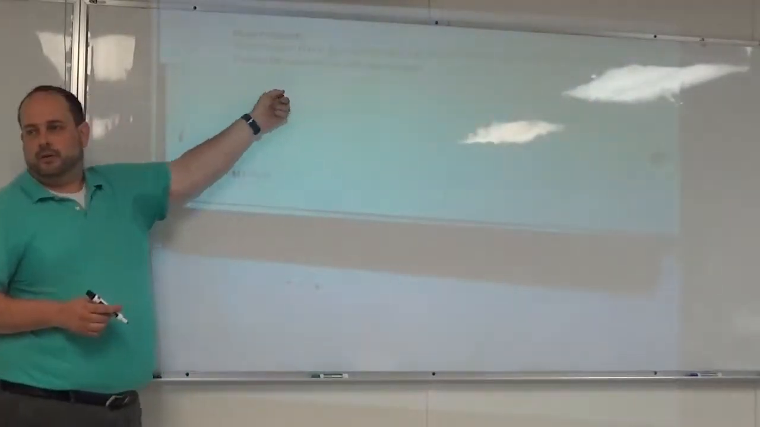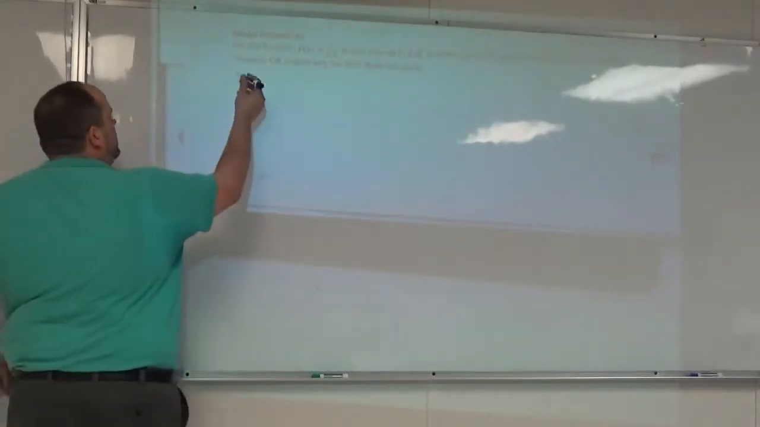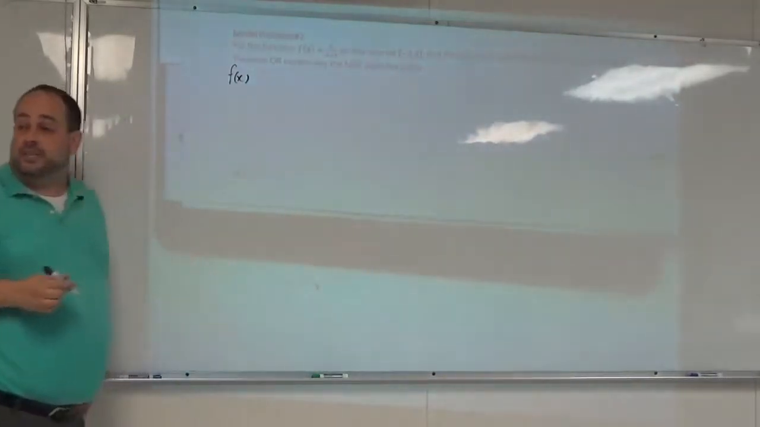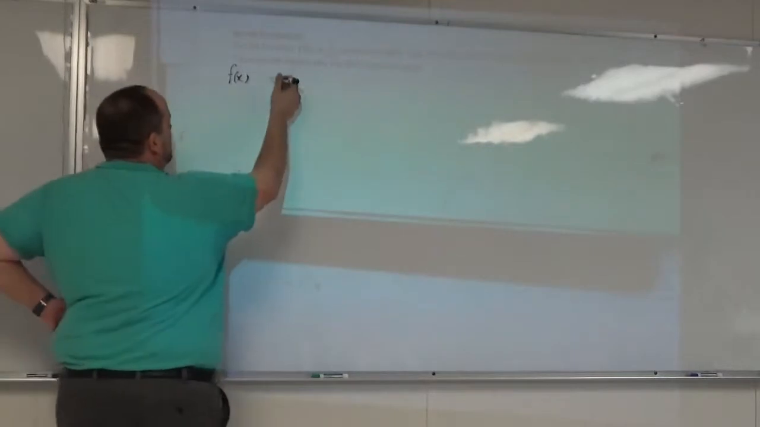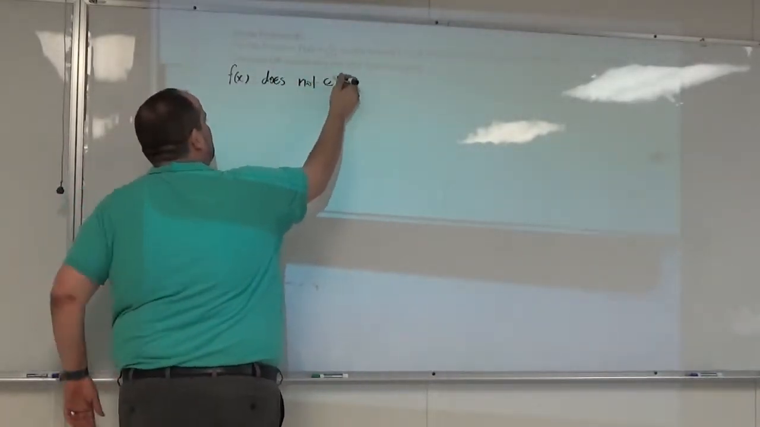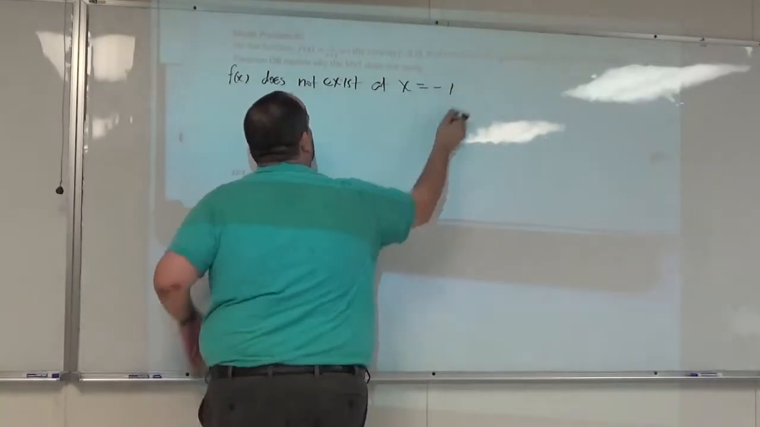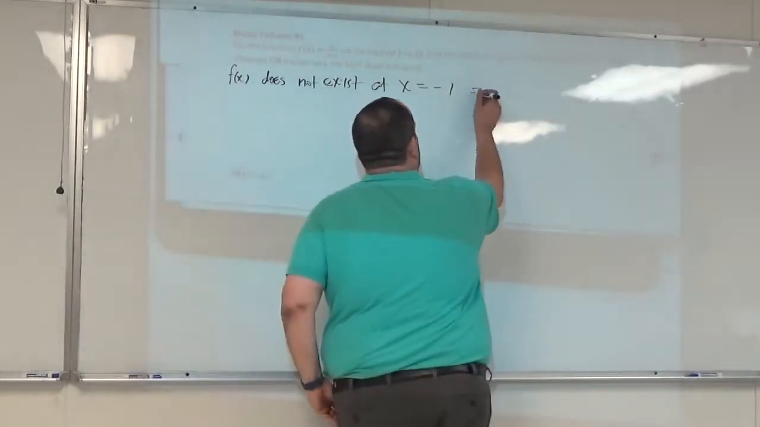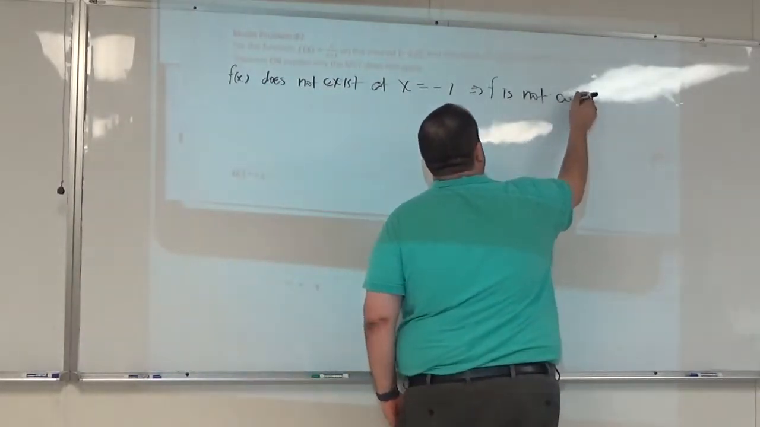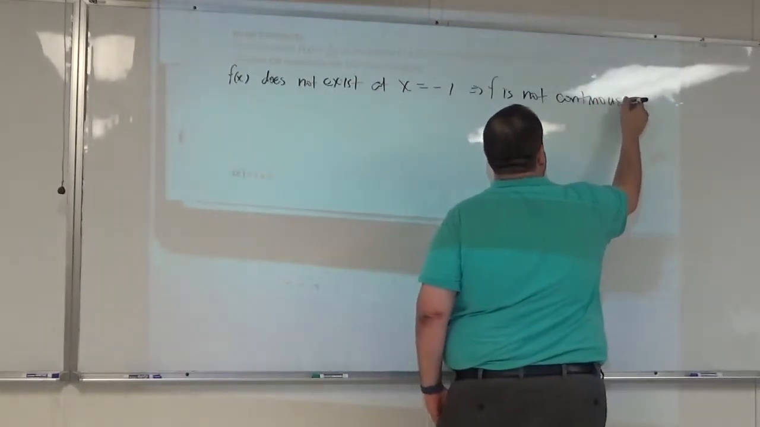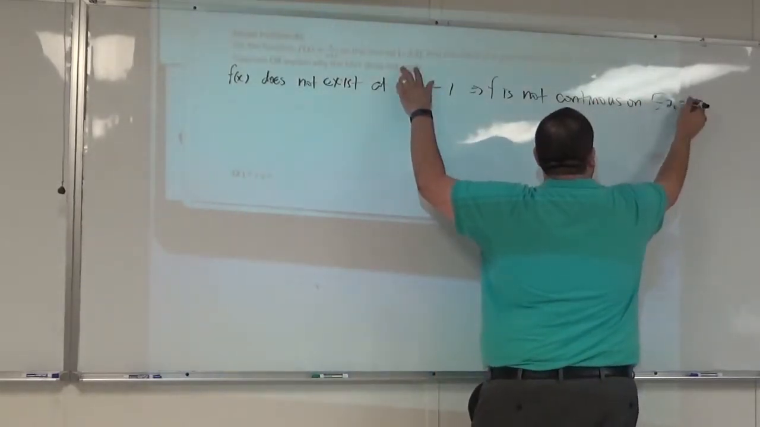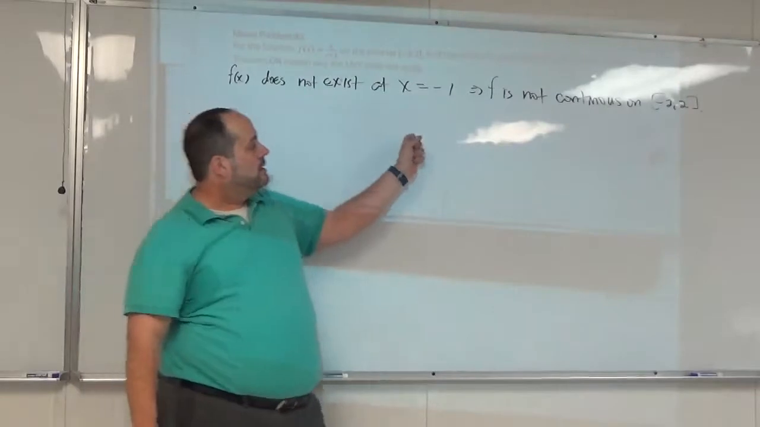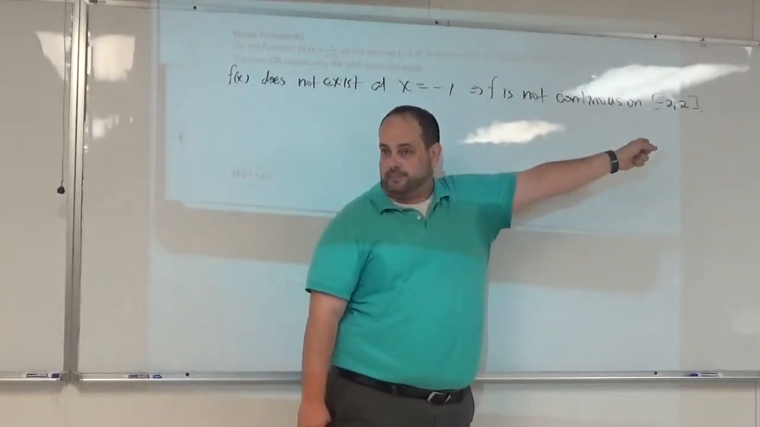Which property fails here? What do we know about F? Is this function continuous? No. Where? Roberto, why not? At -1. F does not exist at -1 because we would be dividing by 0. So I'd want to say that F is not continuous. Give me the interval. Because F doesn't exist at -1, the function's not continuous on [-2, 2].